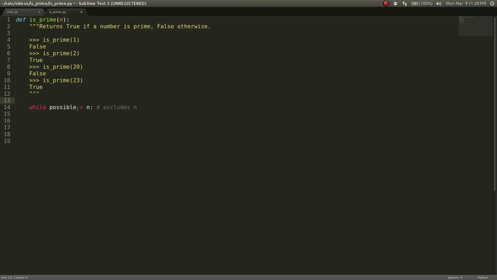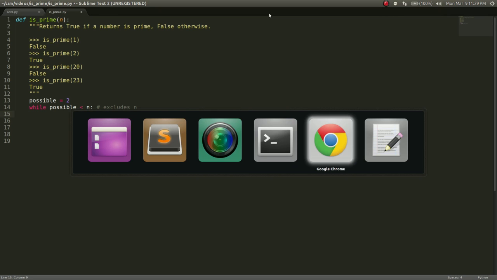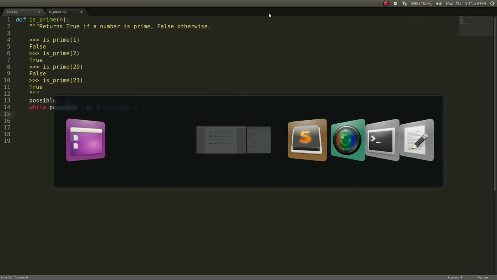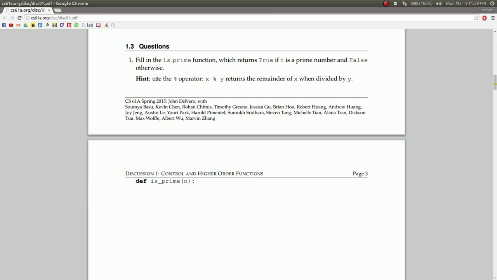And we also don't want our possible factor to start at just any number. What do we want to start our iteration through? Well, we could start at 1, but 1 is a factor of everything. And if we start there, then our isPrime is always going to return false. So let's try to start with 2. So how do we check whether or not a number is a factor of another? If we look back at the beginning, we can use the mod operator.